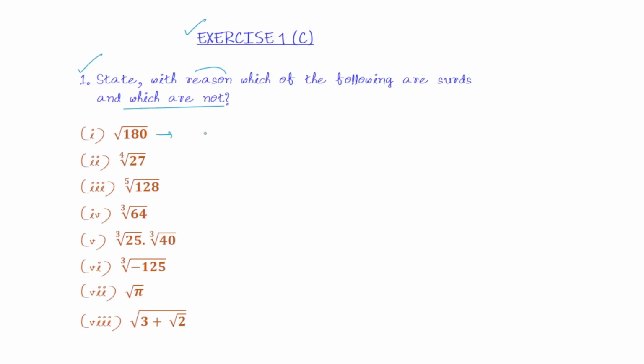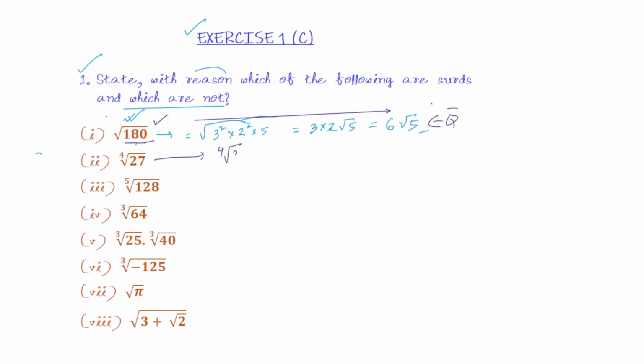Root over 180 is equal to root of 3 squared, that is 9, multiplied by 2 squared, that is 4, multiplied by 5, and that will become 3 multiplied by 2 root over 5. So this is equal to 6 root 5. This is a surd because 180 is a positive rational number and the order of the surd is 2, which is a positive integer. So this is a surd. From here also you can see this is an irrational number.